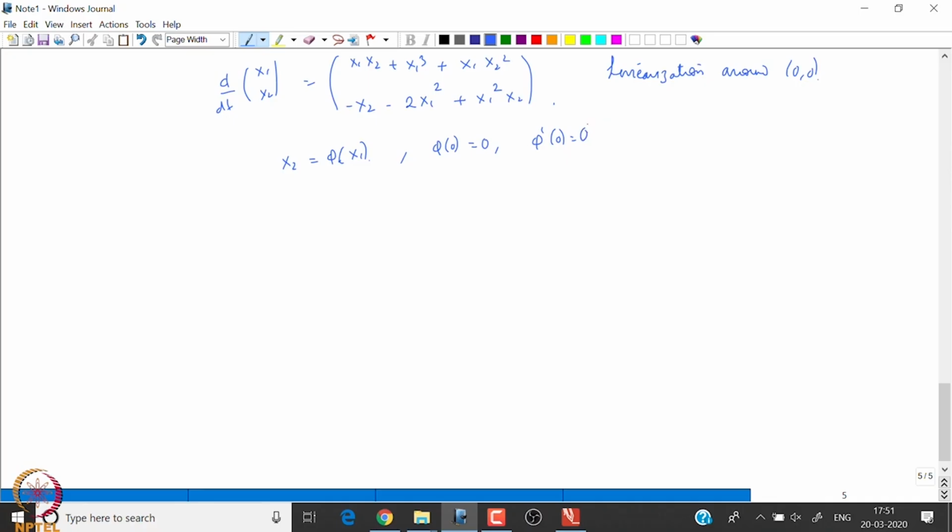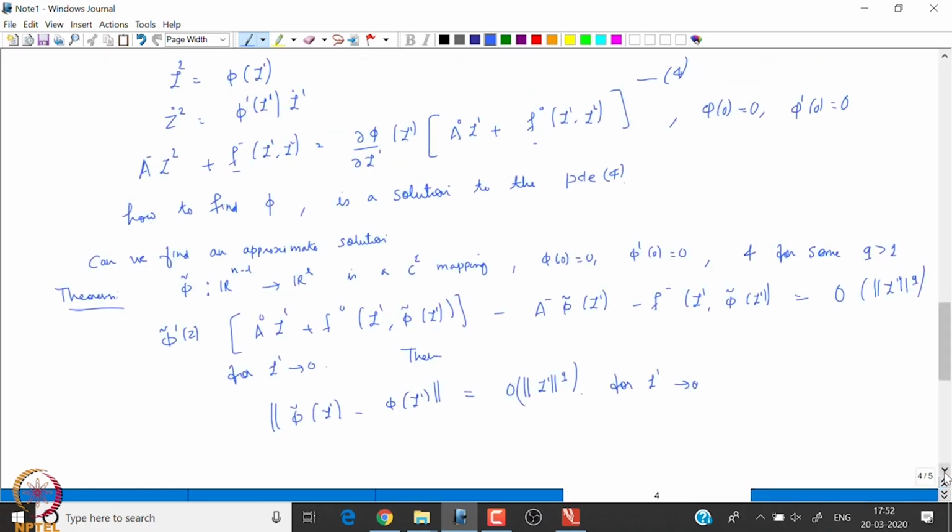Let me say that phi tilde as a function of x1 is a C2 function, twice differentiable. Let me call the coefficients phi tilde 2 x1 square plus phi tilde 3 x1 cube and so on. What I do now is take this approximate phi tilde and write an equation like this.